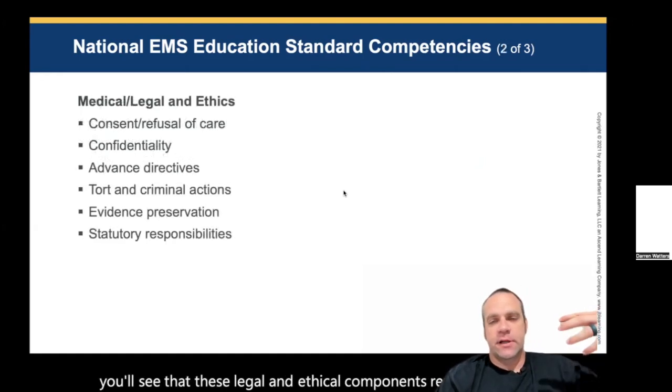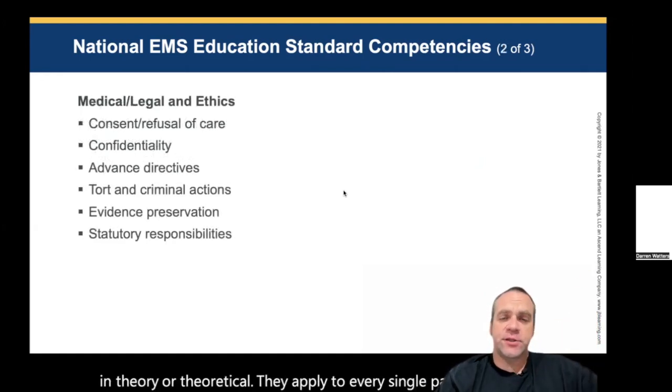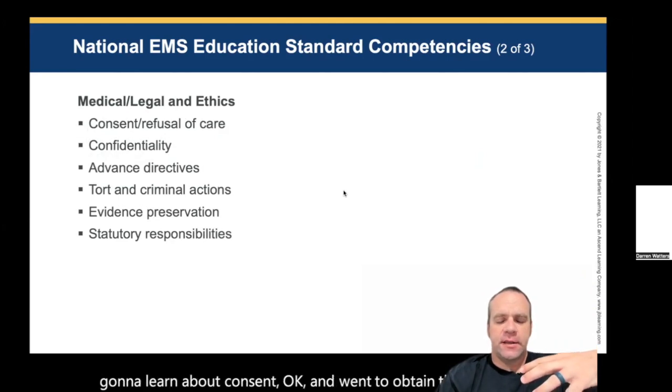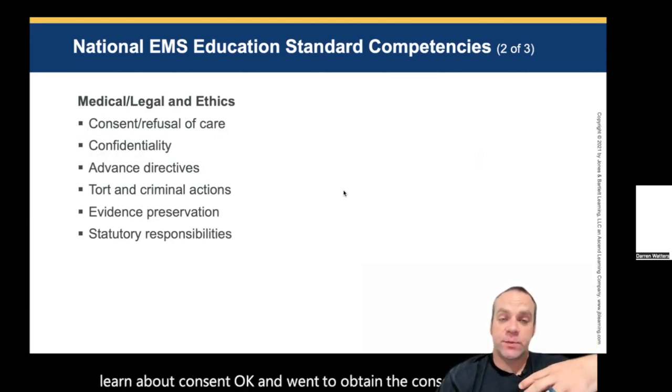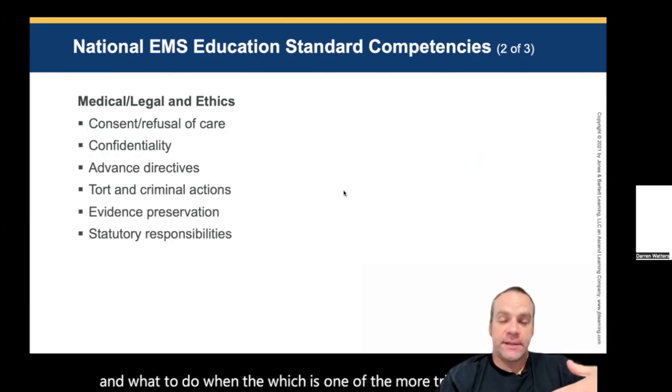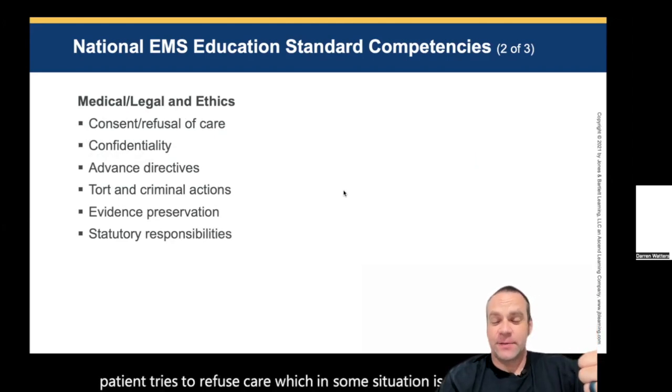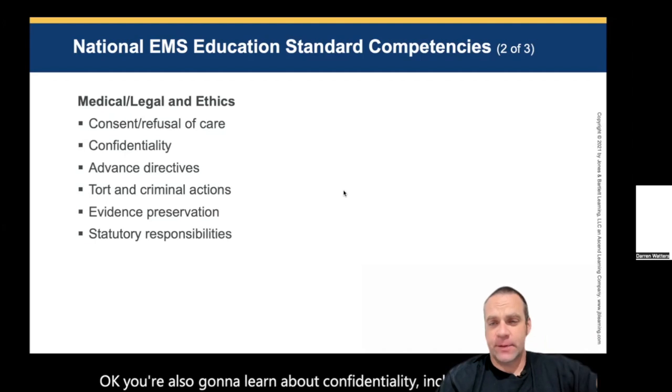Now we get into more of the specifics. In this chapter, you're going to learn about consent, when to obtain it, and what to do in one of the more tricky situations, when a patient tries to refuse care, which in some situations is their right. You're also going to learn about confidentiality, including HIPAA, and how to handle DNRs and advanced directives.